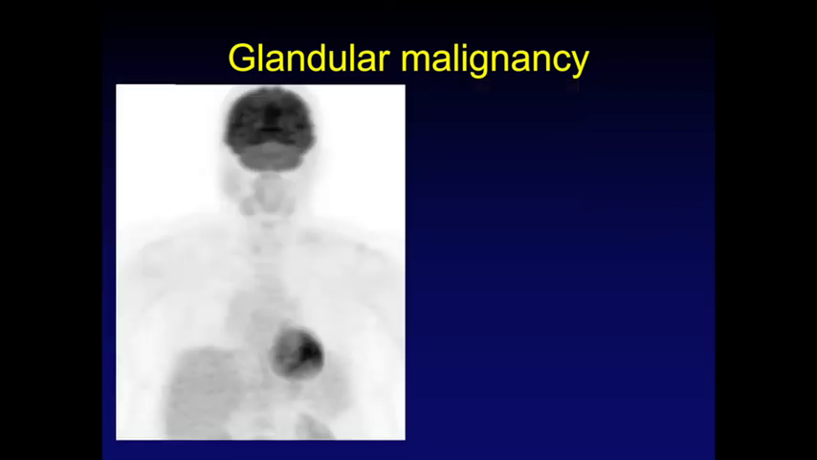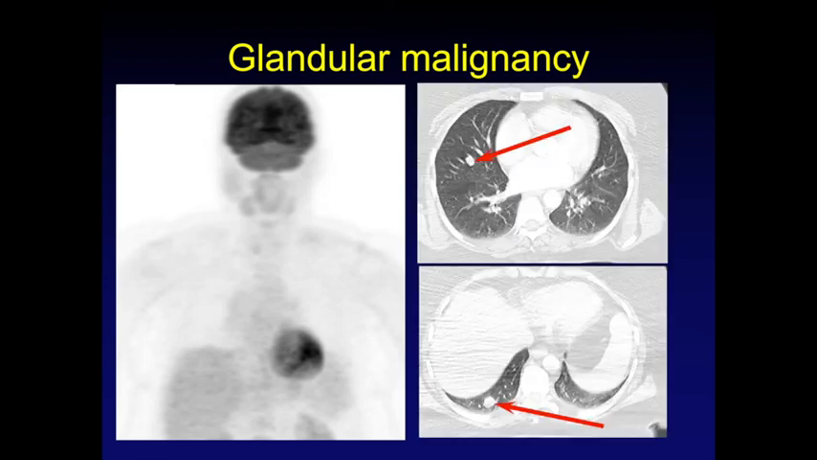Another example, same basic idea. This is a patient with extensive metastatic disease, and this maximum intensity projection is really misleading. Numerous lung metastases from adenoid cystic carcinoma.